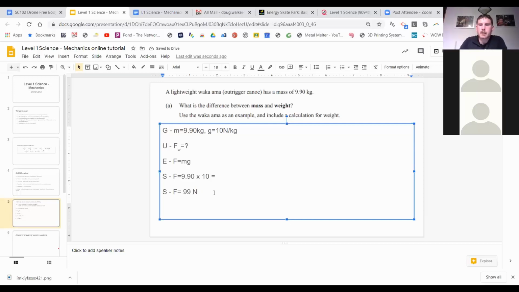And I'm just going to check that that makes sense. So 99 newtons, 9.9 is about 10 kilograms. We're timesing that by 10, so we'd expect the answer to be pretty close to 100. 100 newtons of weight is probably about 1/6 to 1/8 of an average human's weight, and so that does seem to make sense. So I'm happy with the answer.